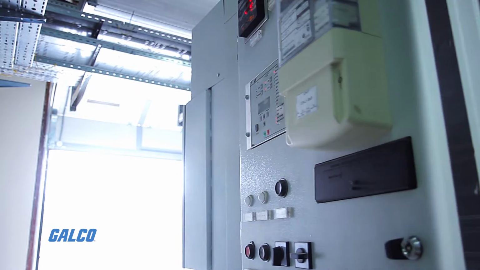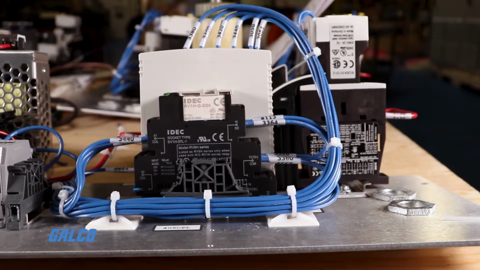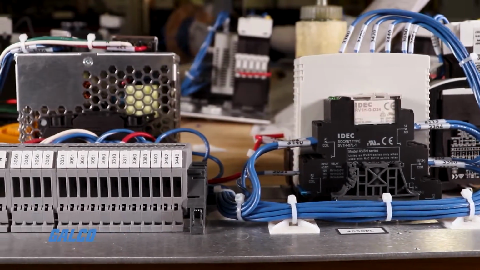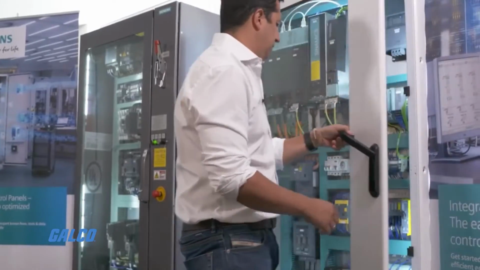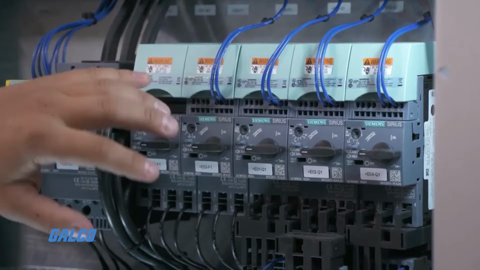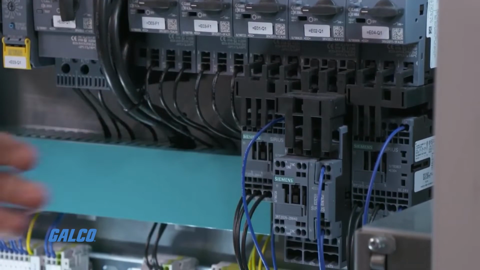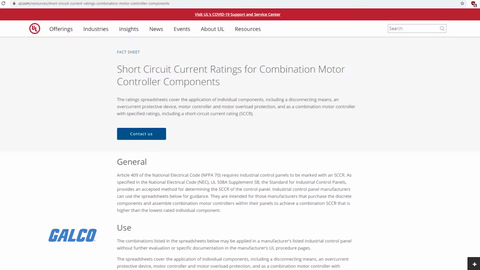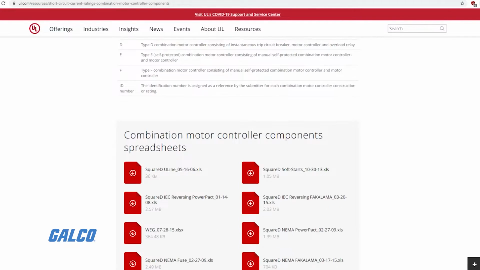The basic idea is that the SCCR for the entire panel must be lower than or equal to the lowest SCCR value among the panel's components and circuits. This ensures that every part of the panel is sufficiently protected. Most electrical components today have their individual SCCR marked on the component itself by the manufacturer or listed on the UL website. These values are important.